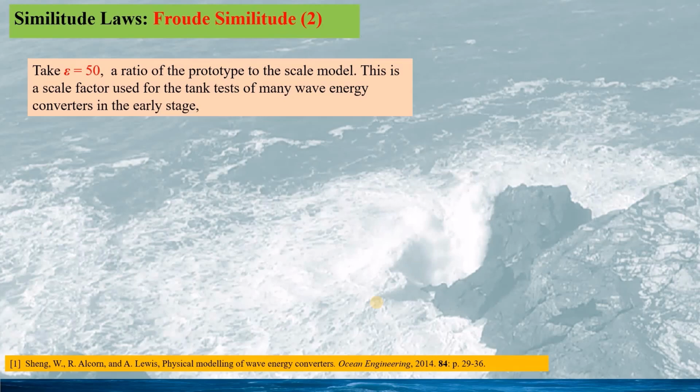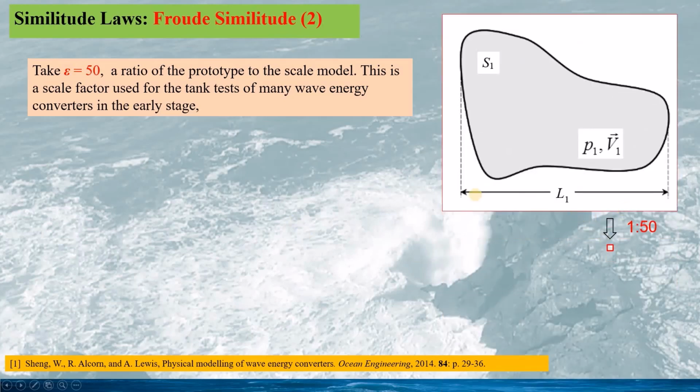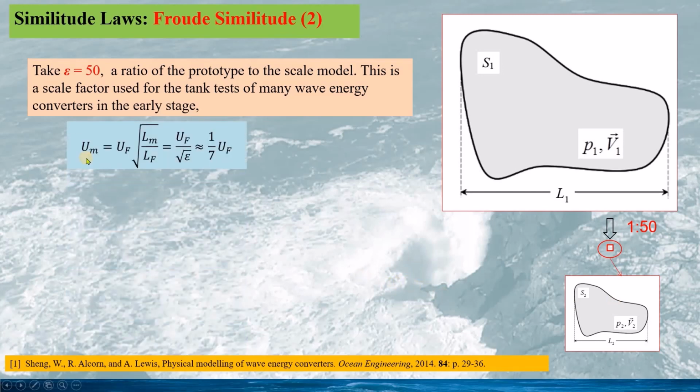For example, if we have a scale model with a scale factor epsilon equal to 50. We can see the full-scale system S1 here, and the scaled model would be like this, very, very small. So we can enlarge this to see the details of the system S2, the scaled model. So we can calculate the velocity requirement for the scaled model based on the formula as this.